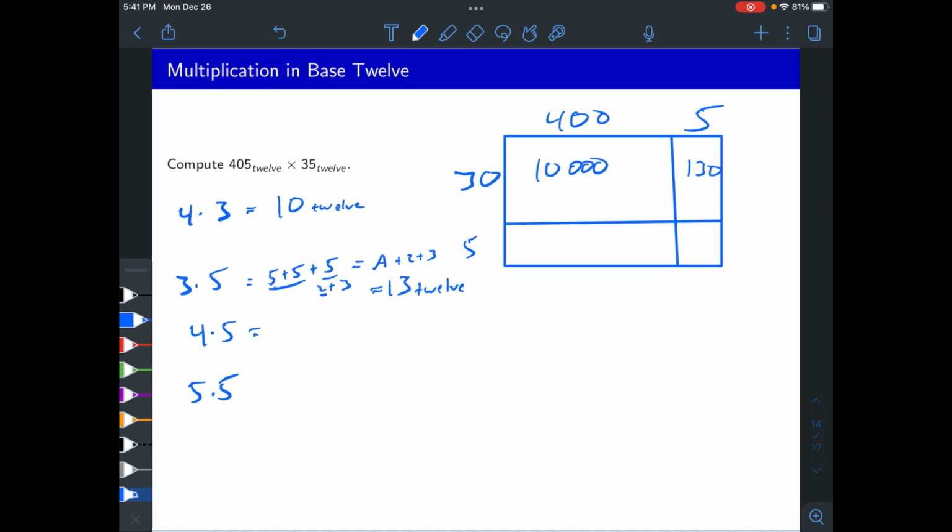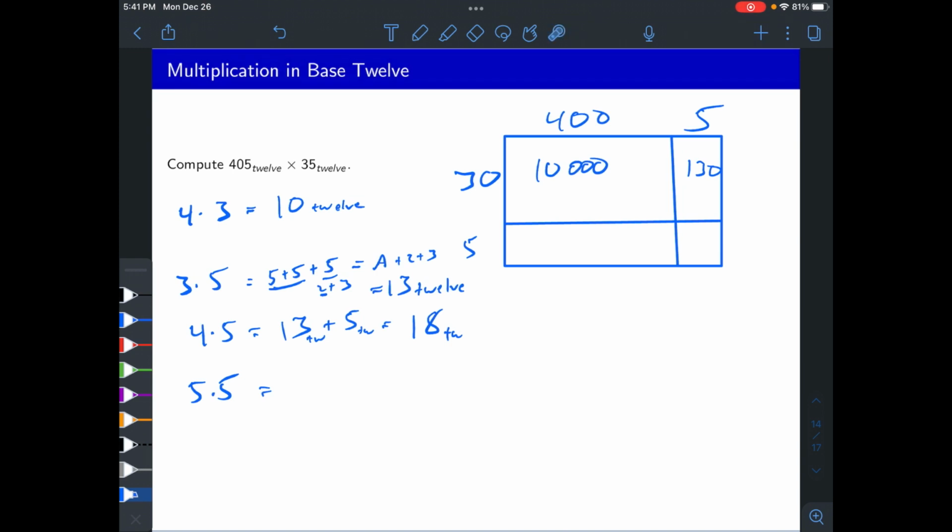4 times 5. Yeah, so up here we have 3 groups of 5. I want 4 groups of 5. So that's going to be 3 groups of 5 plus another 5. And then that's just going to be 18 base 12, because I just have to combine the 5 with the 3.